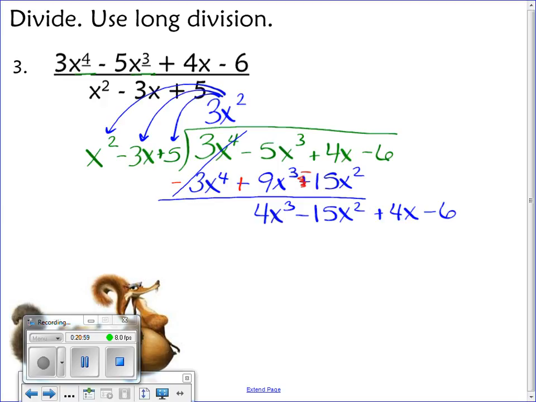All right, we're going to start over. What do you multiply x squared by to get 4x cubed? 4x. A positive 4x, so that's right. I write plus 4x at the top. And we'll distribute 4x times x squared.